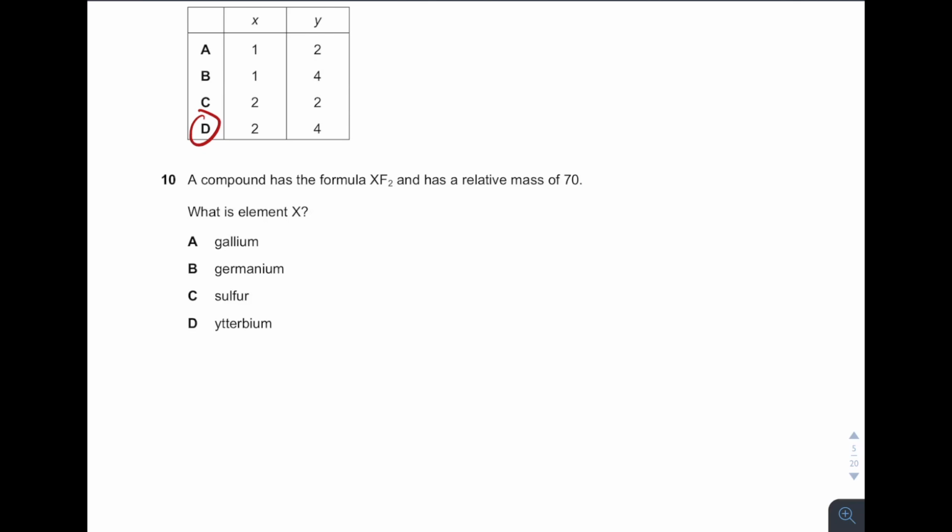And then, a compound with the formula XF2 with a relative mass of 70. What is element X? First, based on the periodic table, the atomic mass of fluorine is 19. So XF2 equals 70. There are 2 F, 19 multiplied by 2 gives 38. So X equals 70 minus 38, you get 32. Based on the periodic table, the element with mass 32 is sulfur.